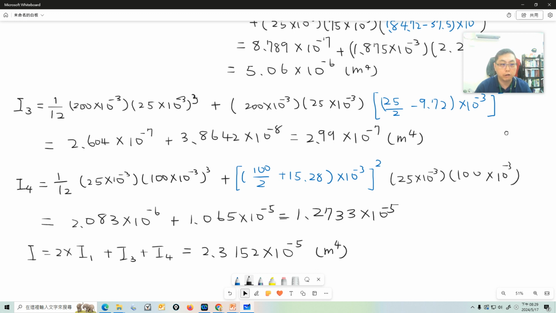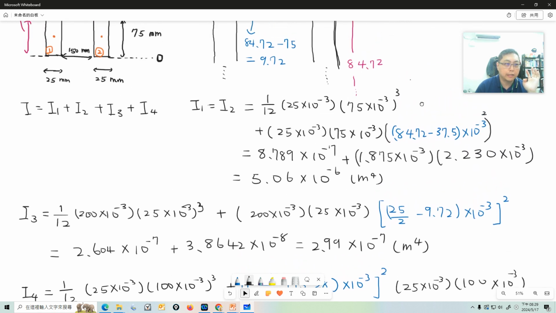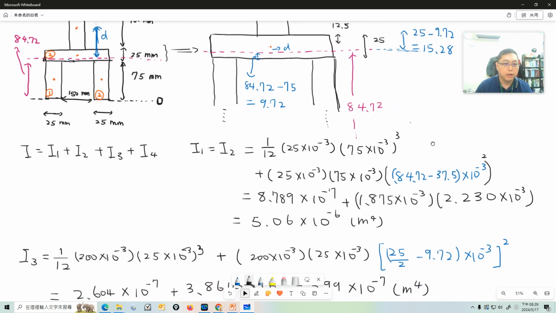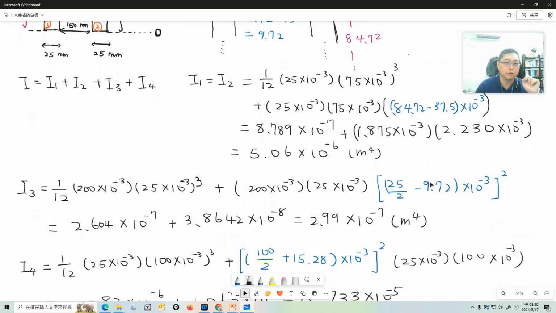It's a long calculation because you have four areas, and the neutral axis is not passing through the centroid of each area. So for every moment of inertia, you need to use the parallel axis theorem. The most important thing is the distance between your centroid and the neutral axis. You have to find it by yourself, so you have to be very careful.